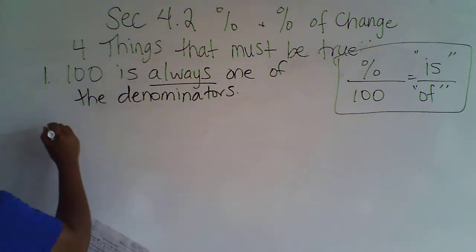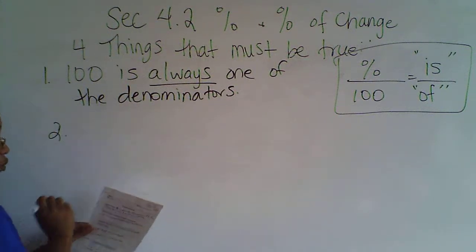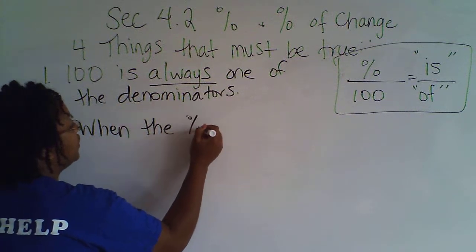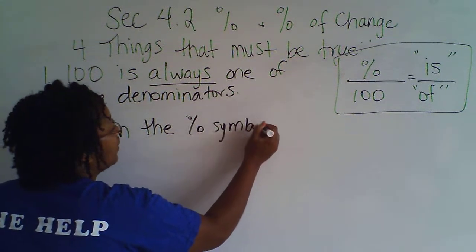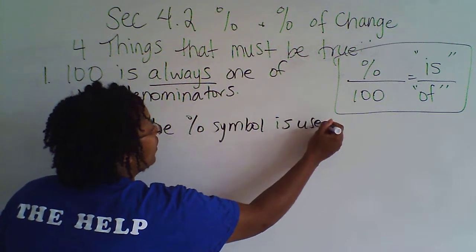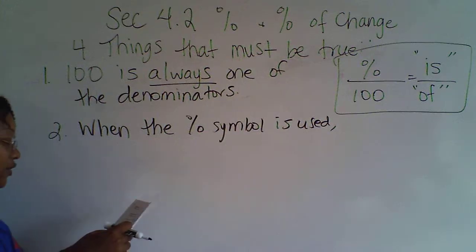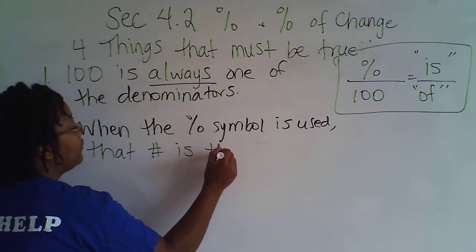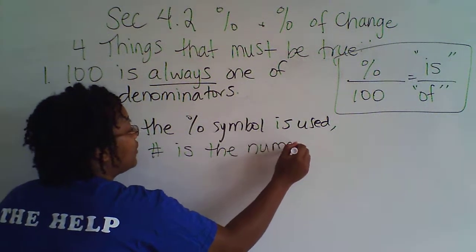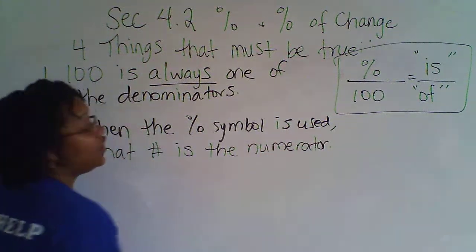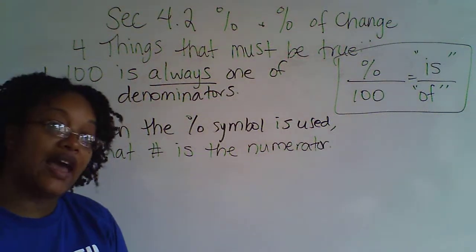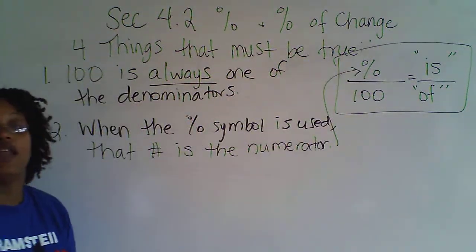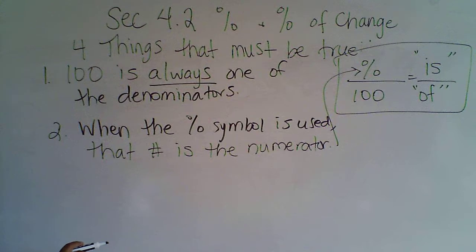The second thing is when the symbol, your percent symbol, is used, that's always going to be your number. That number is the numerator. Okay? So that should come kind of easy to you. If I tell you you made 90% on your last mastery check, you should know that that 90 goes right there. 90 over 100. Okay?